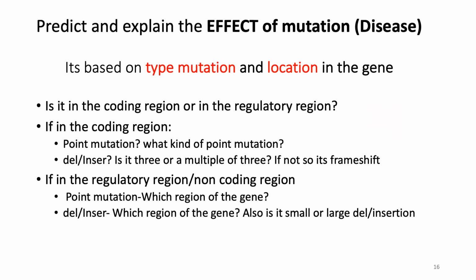So whenever we want to do this analysis, there are two things to consider. First, the type of mutation. Is it point mutation or indel? And the location. Is it in the coding region or non-coding region? So if you come across this type of question in the exam, just basically consider these. If it's in the coding region and point mutation, what kind of point? Missense, nonsense, silent. If it's indel, is it 3 or a multiple of 3? In the regulatory region, point mutation, which region of the regulatory gene? And then the indel, which region? More importantly, is it a smaller indel or a large indel?